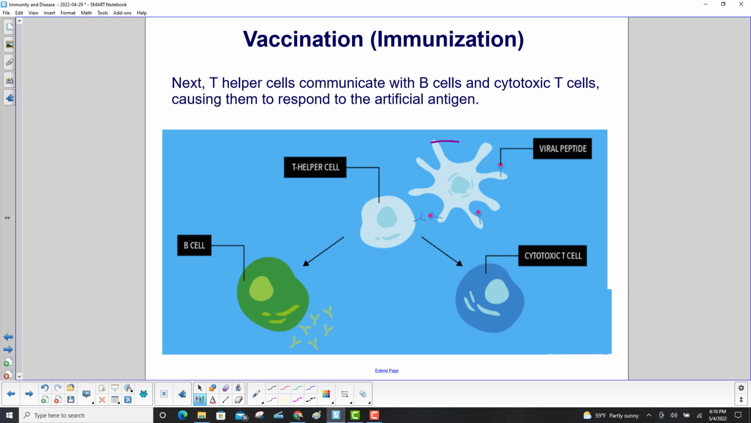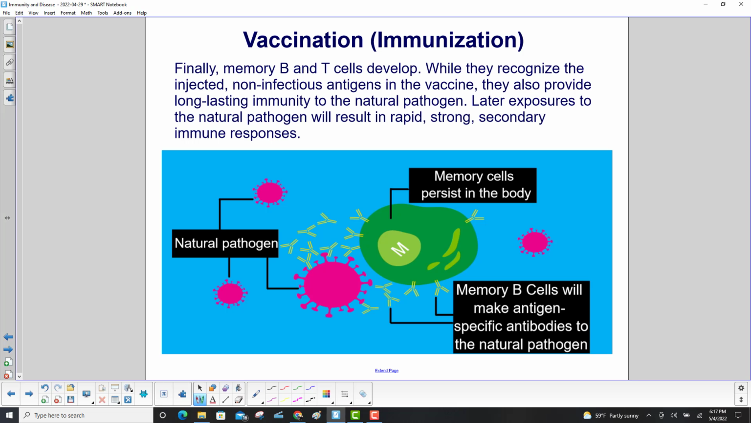The next step, when the APC presents right over here, okay, there's the antigen to the T helper cell, it then communicates with B cells and cytotoxic T cells, causing them to respond to the artificial antigen. Finally, memory B and T cells develop. While they recognize the injected non-infectious antigens in the vaccine, they also provide long-lasting immunity to the natural pathogen. Later exposures to the natural pathogen will result in rapid, strong secondary immune responses.